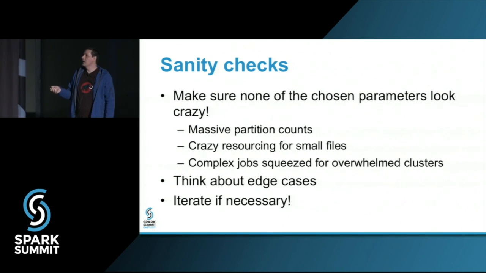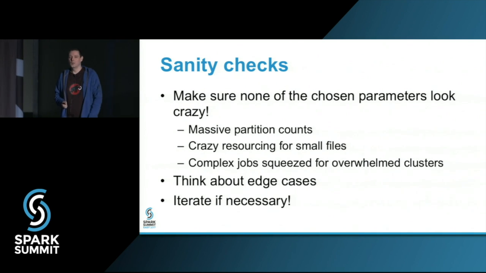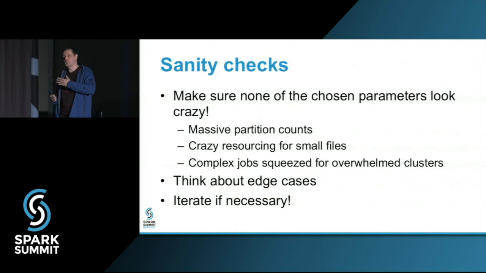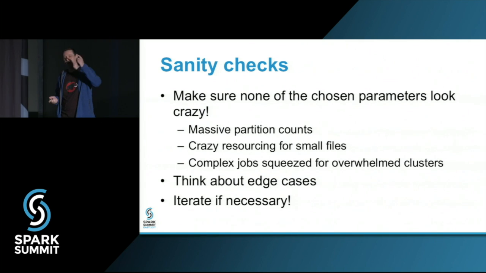Also, make sure that we're not trying to squeeze a massive job onto an overwhelmed cluster. We are trying to adapt the needed resources to the available resources, but we don't want to push that too far and just overwhelm the cluster or have a job that is making no forward progress. So it's all about the edge cases. And then also iterate if necessary. You can go through this process multiple times, set an initial value up front, see how that flows through for all the different values, see whether they make sense, and then do another pass by modifying some of those.